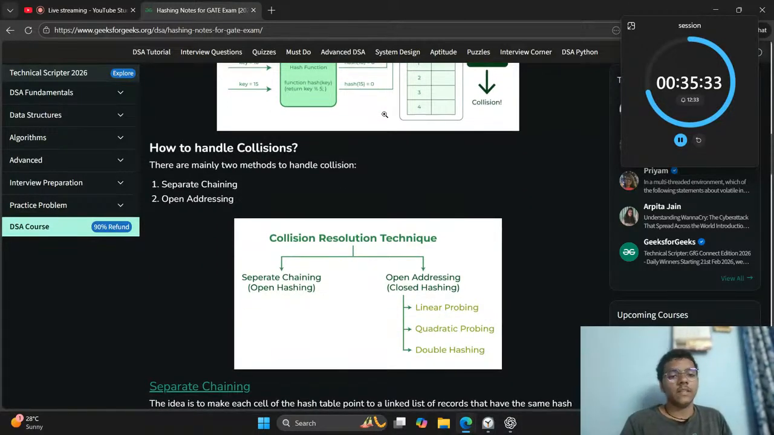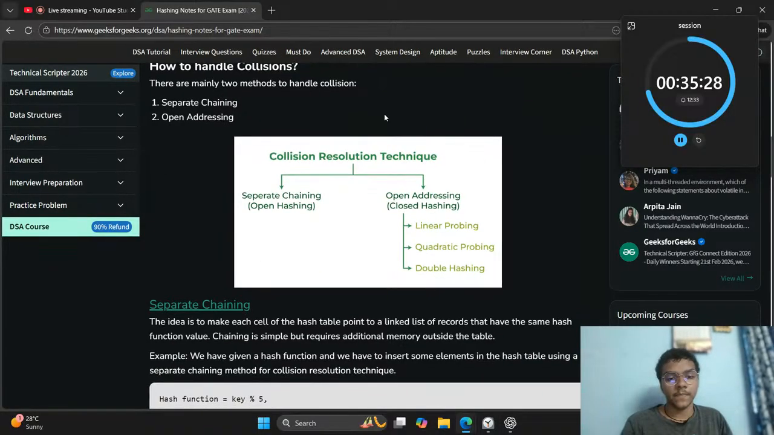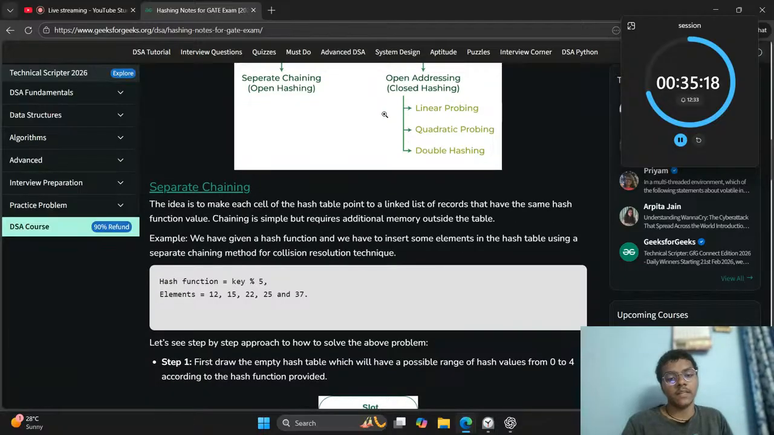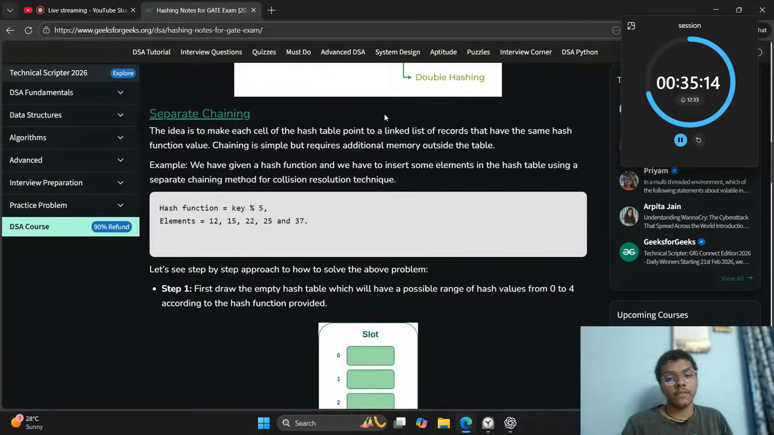There are mainly two methods for handling collisions: separate chaining and open addressing. Separate chaining. The idea is to make each cell of the hash table point to a linked list of records that have the same hash function value. Chaining is simple but requires additional memory outside the table. We have a given hash function and we have to insert some elements in the hash table using the separate chaining method for collision resolution.